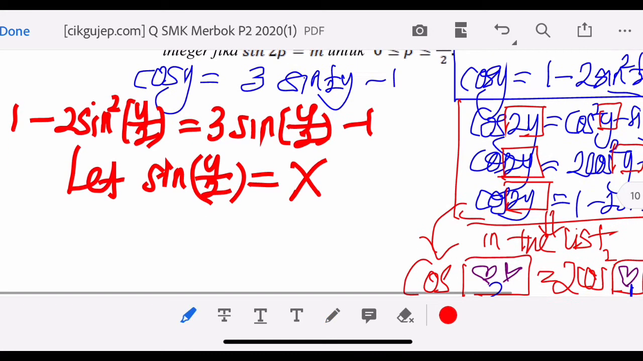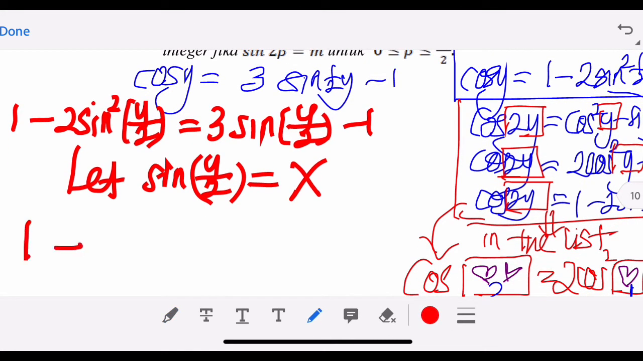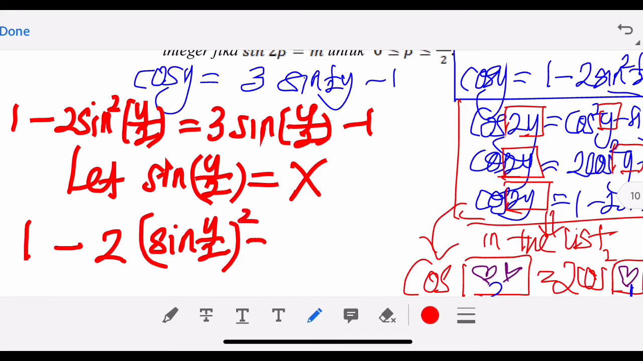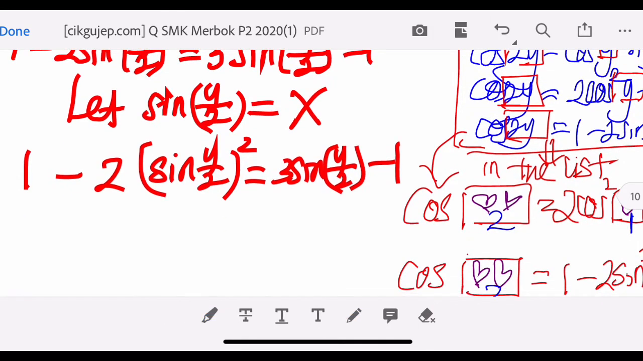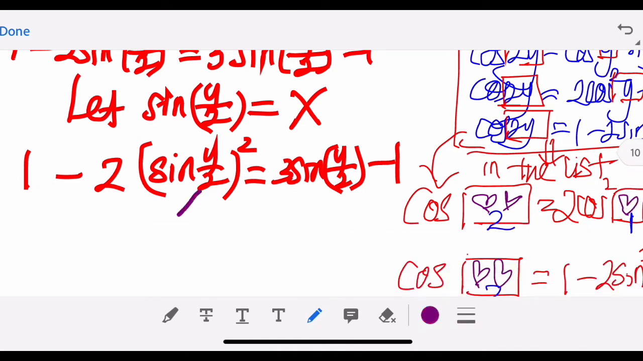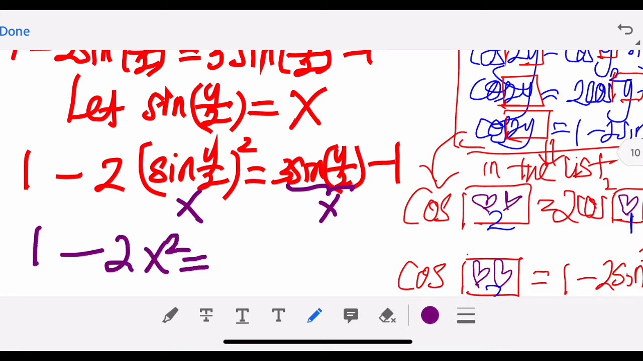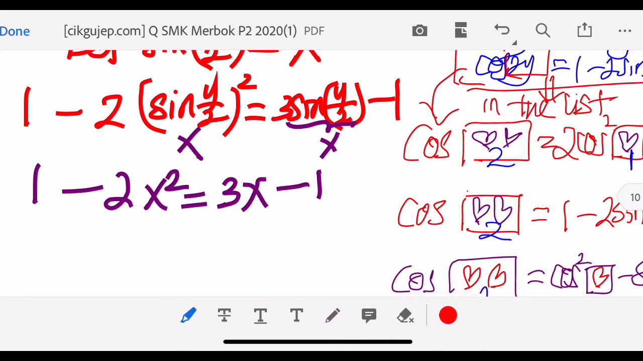I ask the mystery x to represent sine y over 2. So whenever I see sine y over 2, I will replace it with x. So sine square y over 2 means sine y over 2 squared. Do you know that? Alright, so I'm going to replace sine y over 2 with the mystery person x. So 1 minus 2x squared is equal to 3x minus 1.